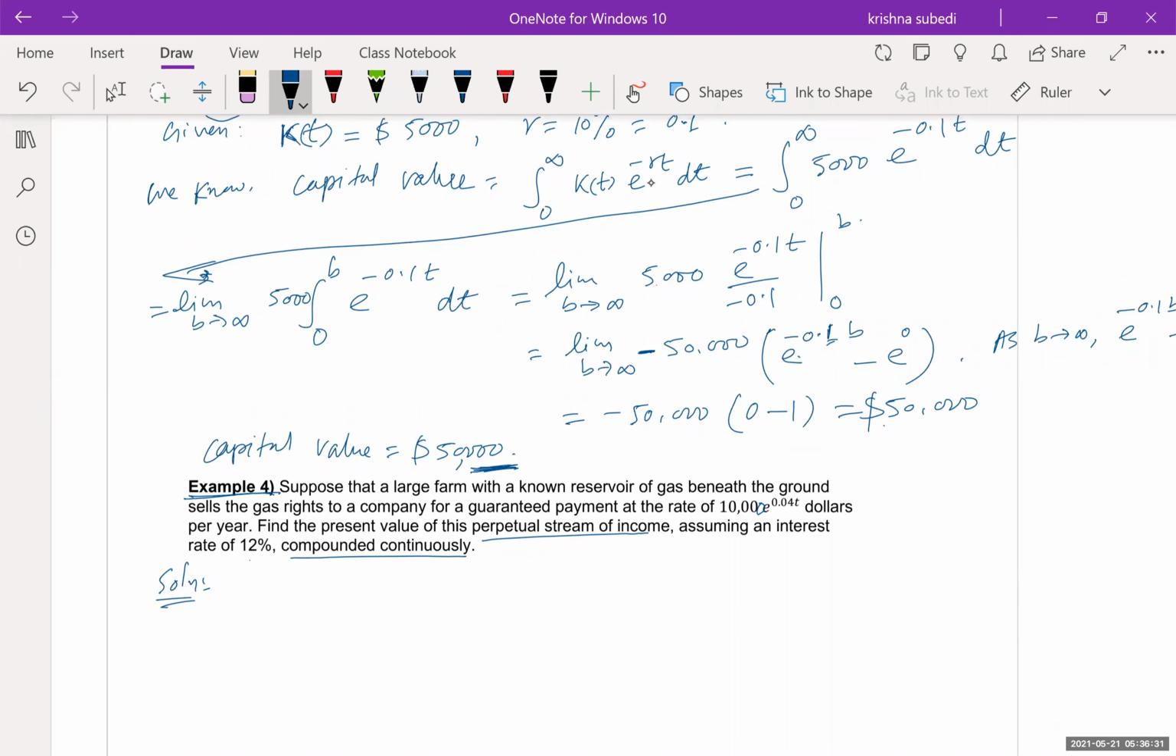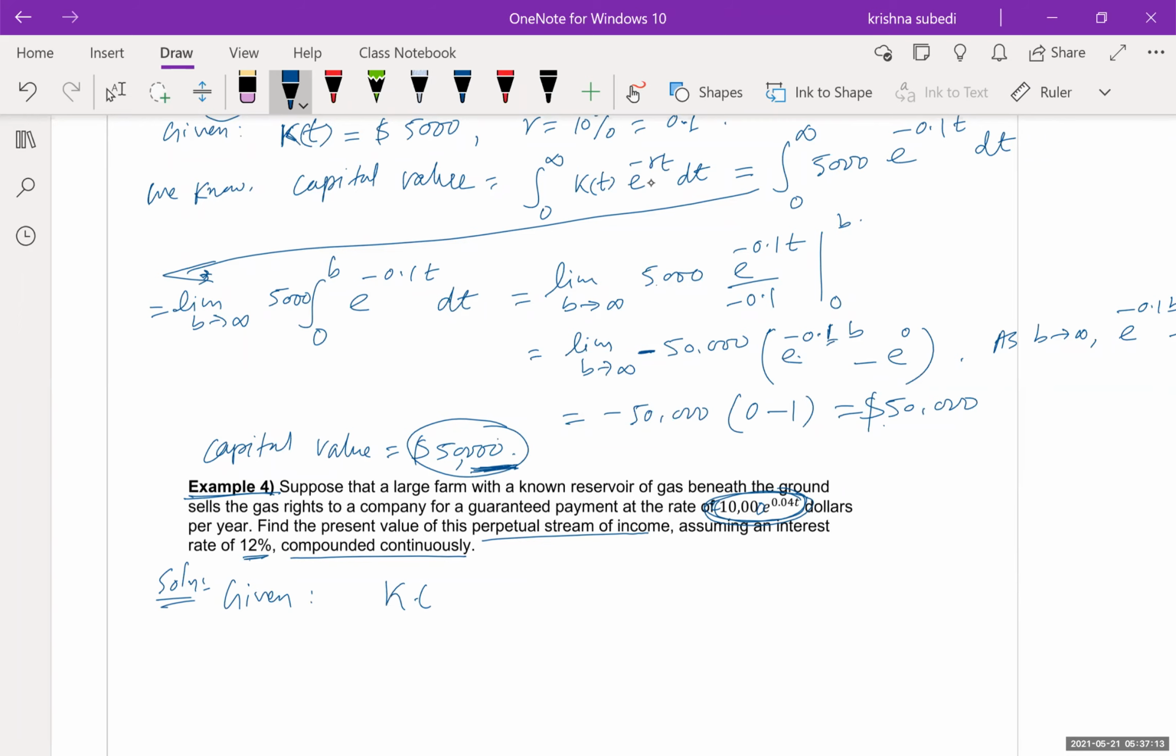So you see here, the 50,000 is the present value that will pay $5,000 for infinitely many years. In the same way, if your revenue is this, and you need to find how much money should be put so that you can draw this much amount, 10,000 e raised to power 0.04 t, for infinitely many years at the rate of 12%. So let us list what is given.